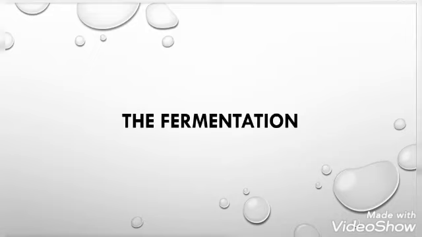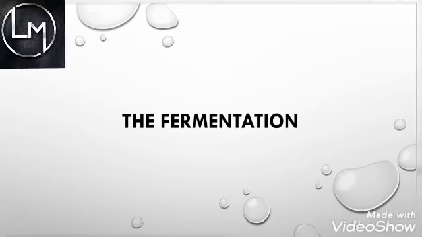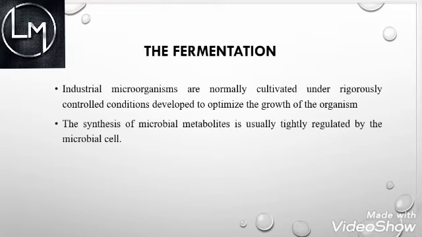Industrial Biotechnology. In this lecture, we will study fermentation. So first of all, let's see what a fermentation is. Fermentation is a metabolic process in which an organism converts carbohydrate, for example starch or glucose, into alcohol or an acid. The industrial microorganisms are normally cultivated under rigorous control conditions developed to optimize the growth of the microorganism.